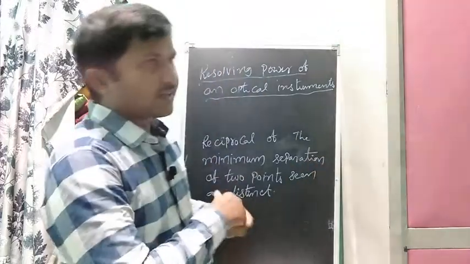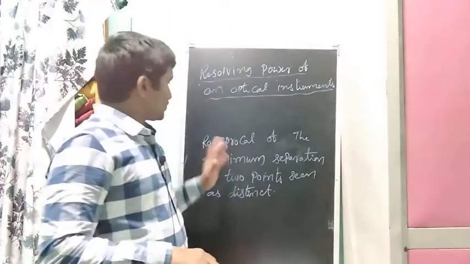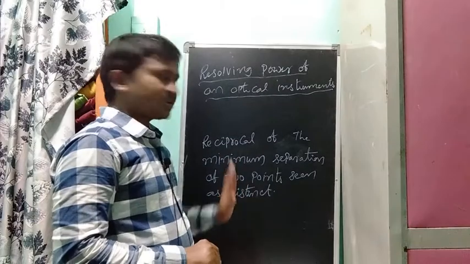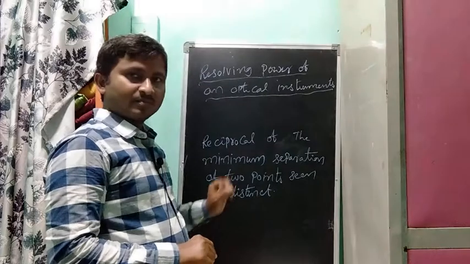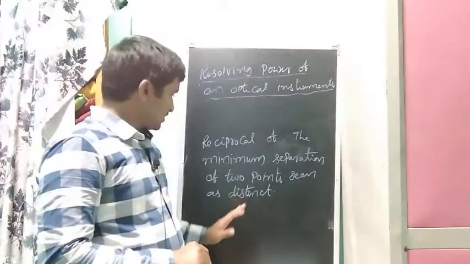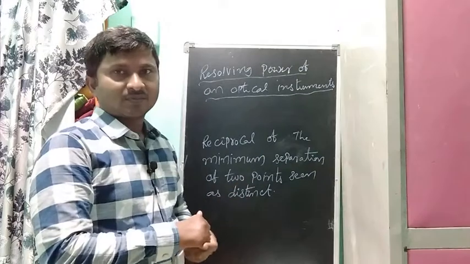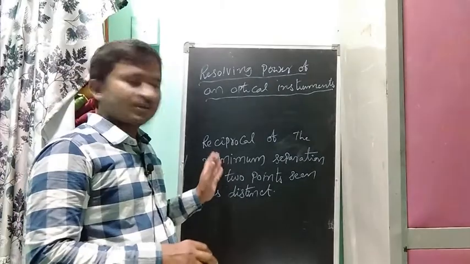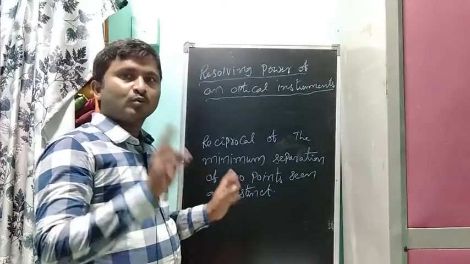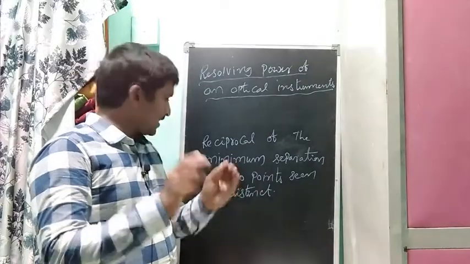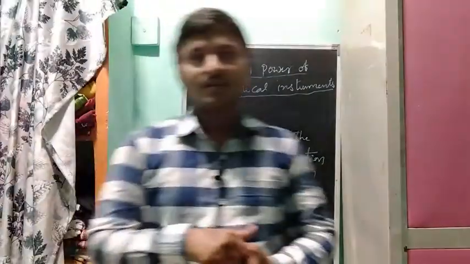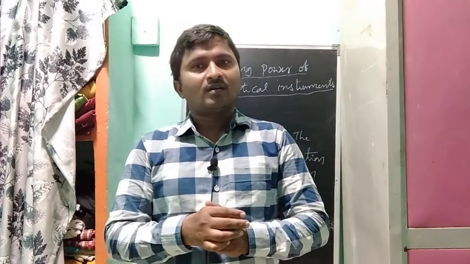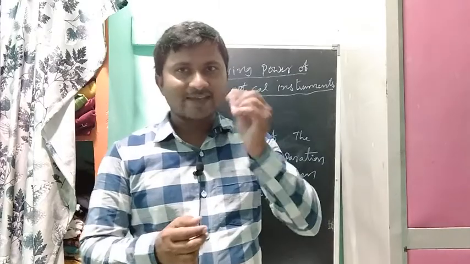This resolving power is given by the reciprocal of the minimum separation of two points seen as distinct. And we can determine the resolving power of our eye with a simple activity.